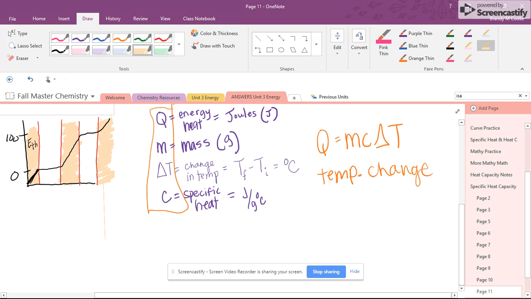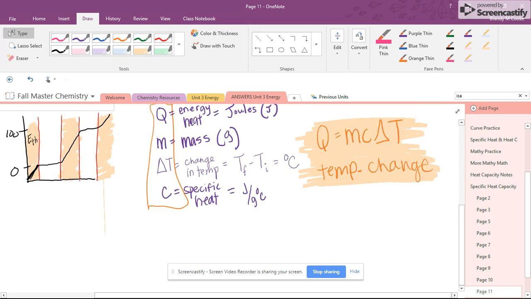Increase or decrease in slope means I am using the MCAT equation, no matter what, every single time. So pay attention to the words, pay attention to the explanation, what's happening. If you see that there's a temperature change, MCAT is your equation that you're going to use. All right. So obviously, we're not always going through a temperature change.